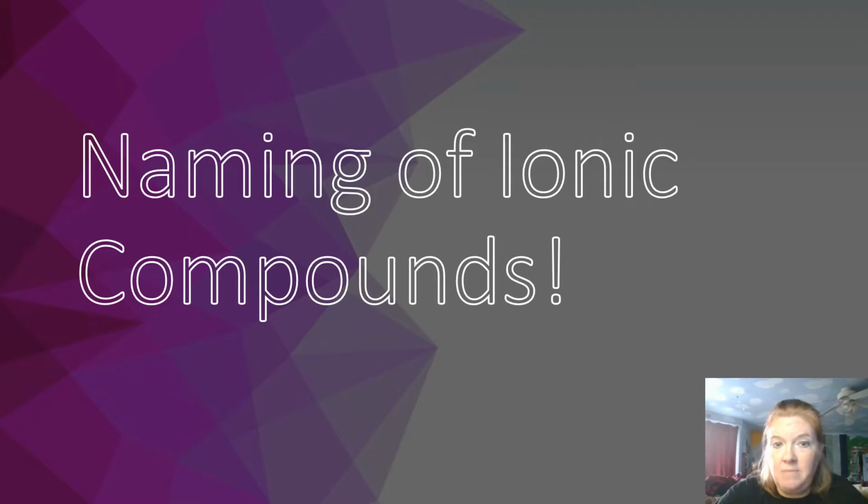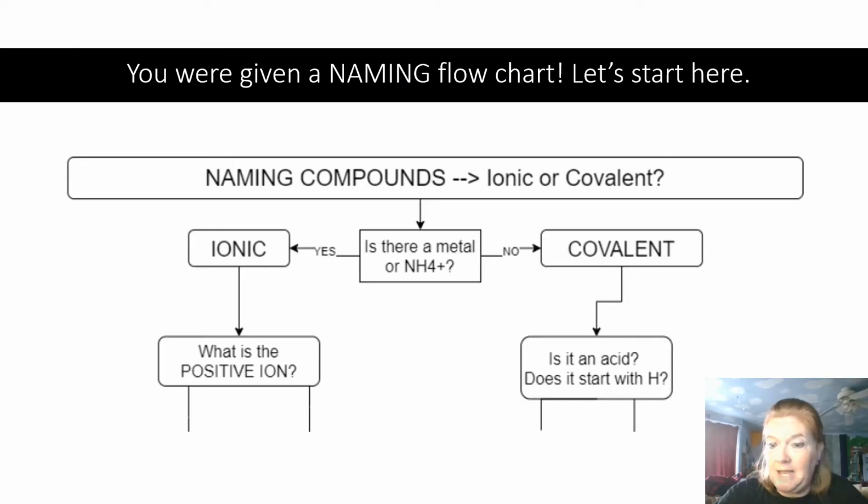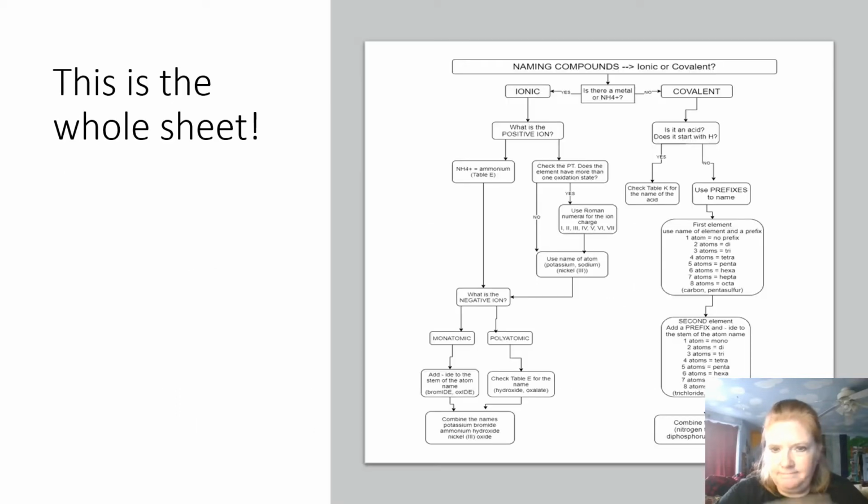So let's do naming first, naming ionic compounds. You were given a flow chart. It looks like this, the whole paper. So naming compounds, that's what we're talking about first. That's the whole sheet. I'm going to break it down step by step.